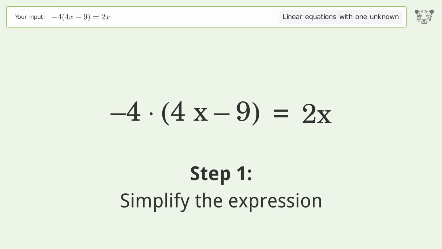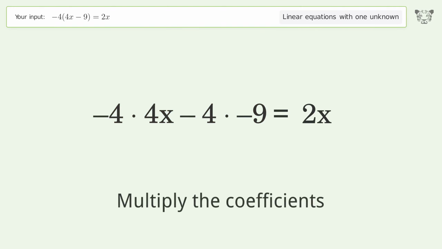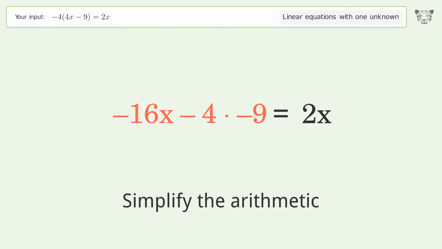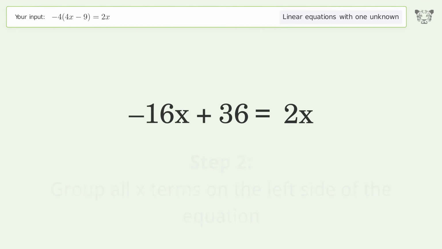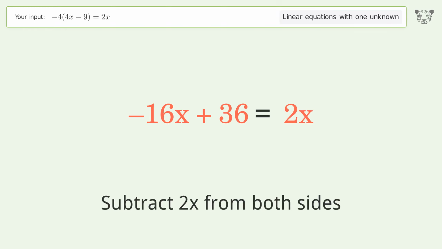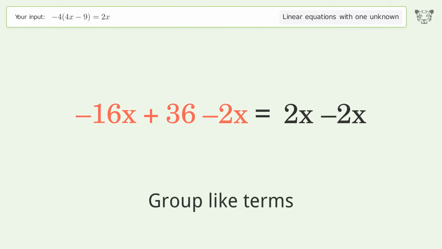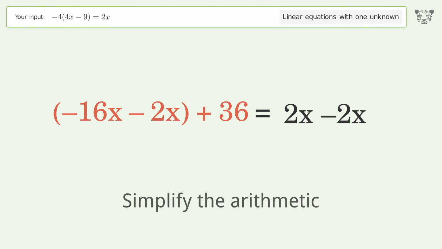Simplify the expression. Expand the parentheses. Multiply the coefficients. Simplify the arithmetic. Group all x terms on the left side of the equation. Subtract 2x from both sides. Group like terms. Simplify the arithmetic.